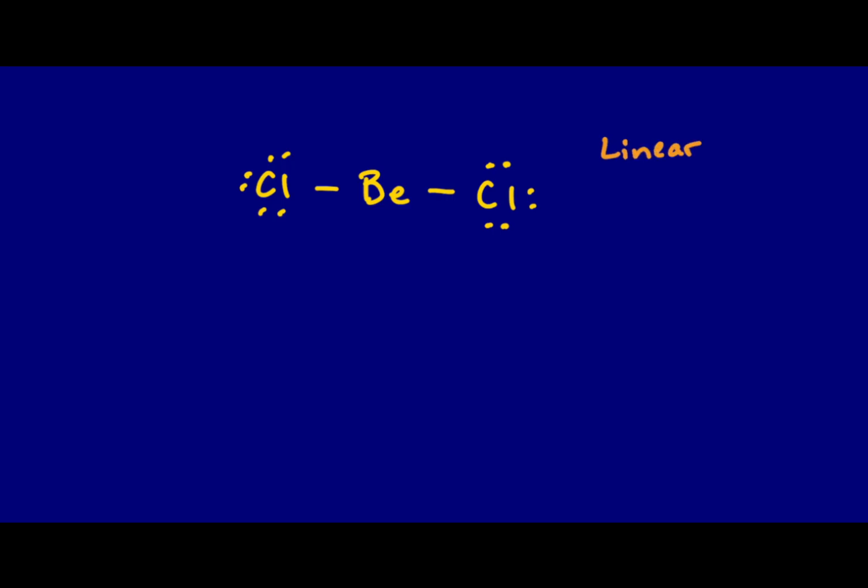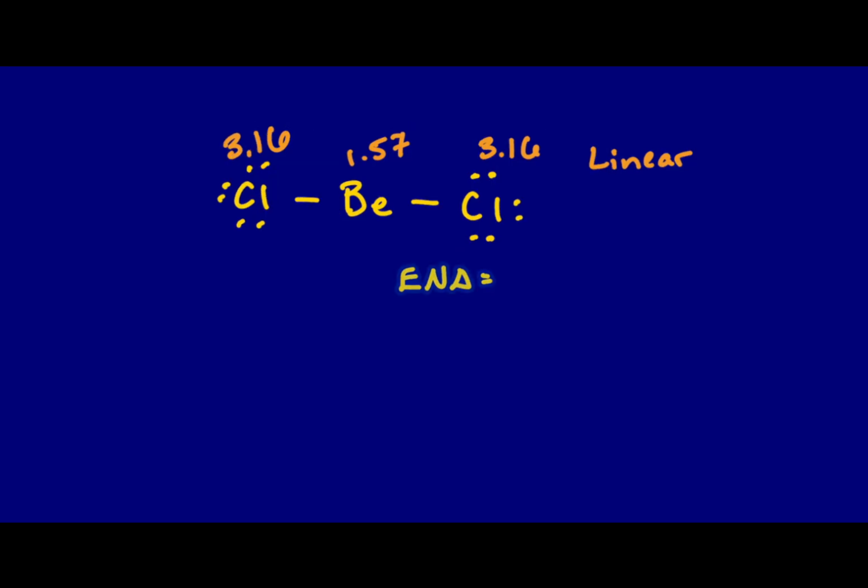And then our next step is going to be using electronegativity to determine the polarity of each individual bond. So using the electronegativity values, beryllium has a value of 1.57, and then each chlorine has a value of 3.16. Now our difference for each of these bonds, because these bonds are the same, our difference is going to be 1.59. And so that is definitely a polar bond.